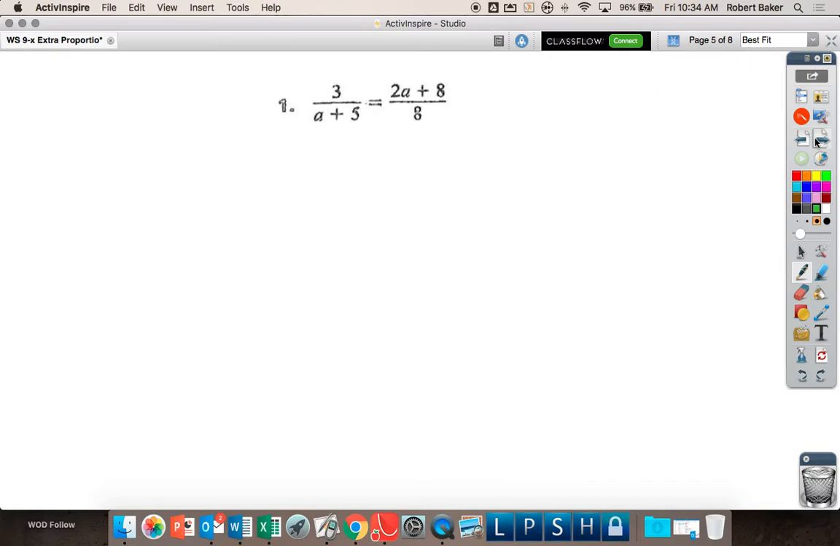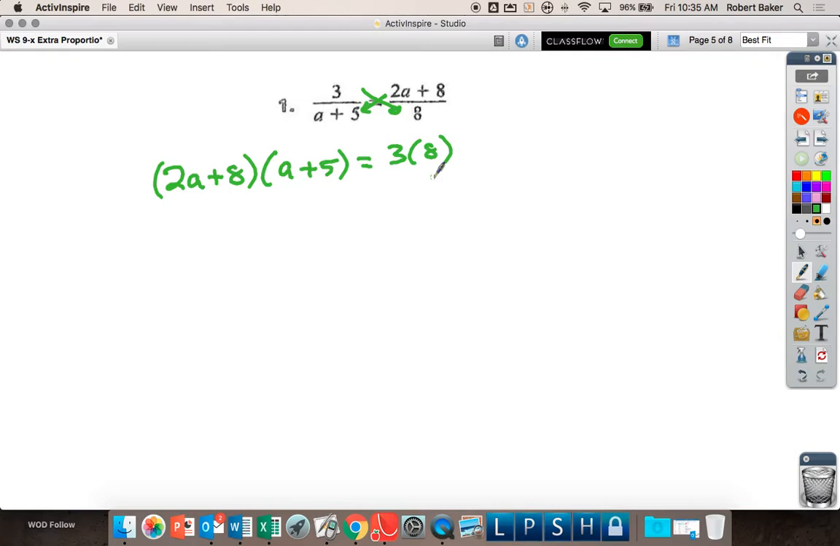How do we start this problem? Cross multiply. So when we do this, I'm going to go ahead and say that it's going to be 2a plus 8 times a plus 5. That's multiplying this direction, equals that direction, 3 times 8. Okay, setting up my steps.